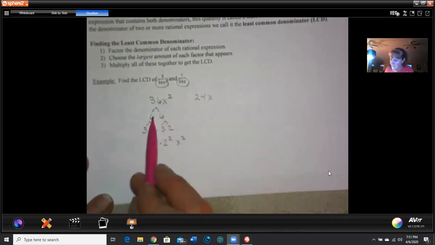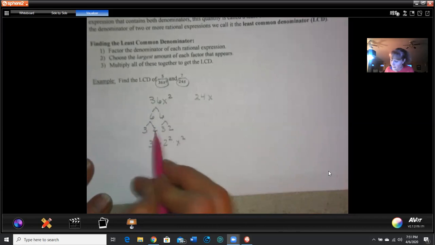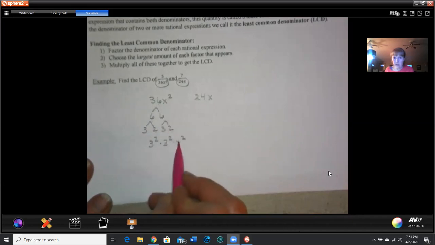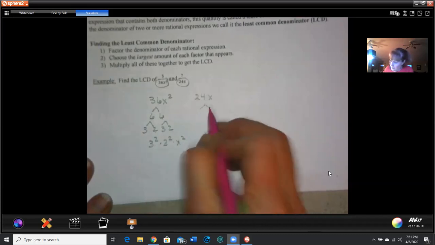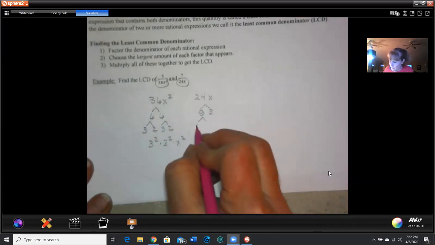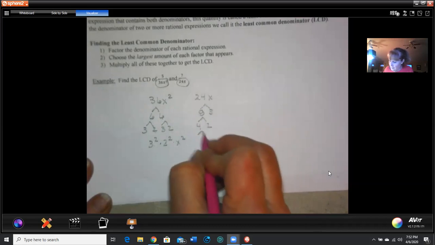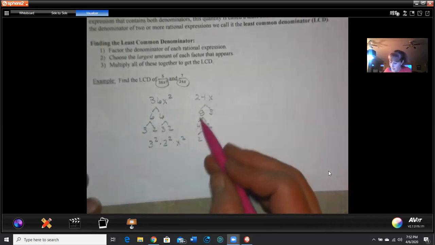Okay, so I started, you could have started with 9 and 4, it doesn't matter. Then you break those down, and I've got 2 3s and 2 2s, and then you have the x squared. Let's do the same thing with the 24. 24, let's say 8 and 3. And 8 is 4 and 2. So you just break them down into primes. And the 4 goes down to 2 and 2. So I've taken care of those.